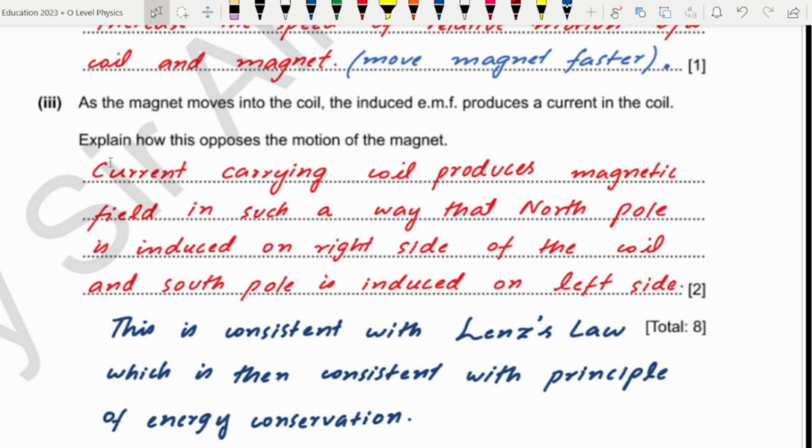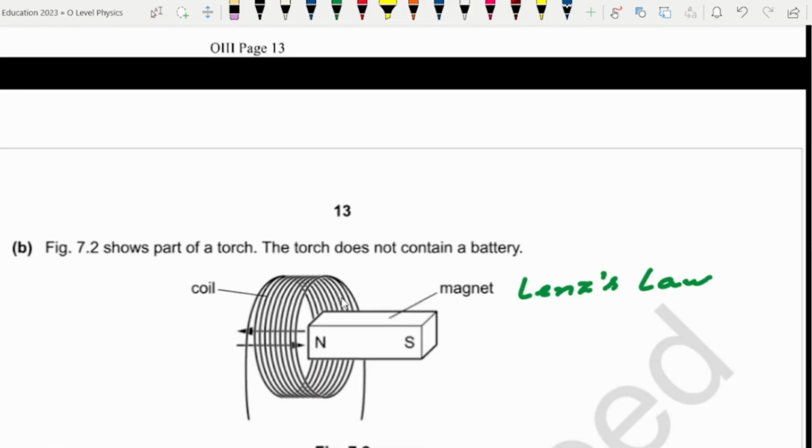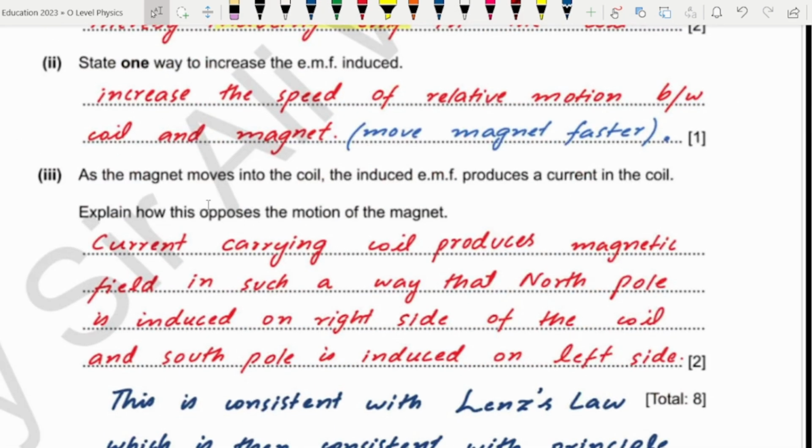So you can write it down like this: the current carrying coil produces a magnetic field, and the magnetic field is such that the north pole is induced on the right side in front of the north pole of the magnet, and the south pole is induced on the left side. So north pole over here, south pole over here. Only then it can oppose the motion of the magnet.